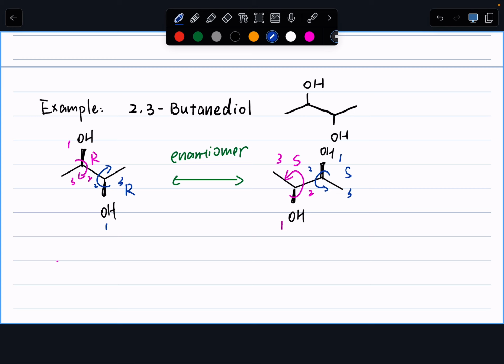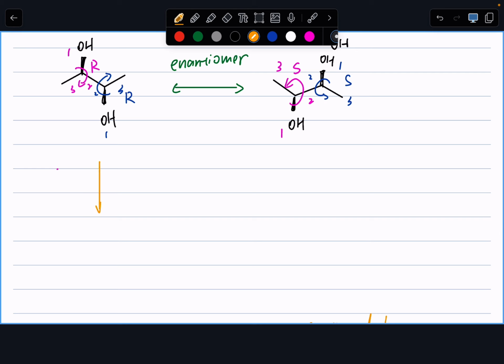What if I want a diastereomer of my (R,R)-2,3-butanediol? If I want a diastereomer, I just change one of the groups into a different stereo configuration. So instead of RR, I want it to be RS. I want to put it in the same conformation and just change one of it.